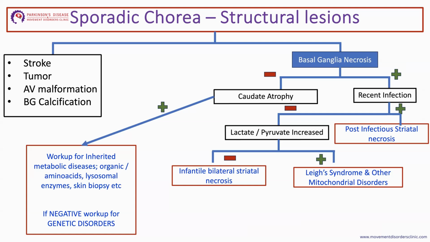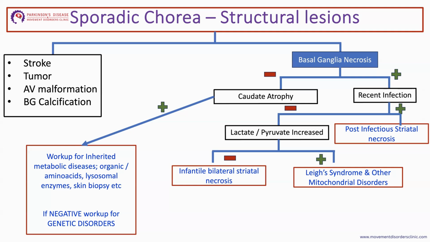we need to see whether this has occurred on a background of recent infection. If there is basal ganglia necrosis and there is a history of recent infection, then post-infectious striatal necrosis is the possible diagnosis. If there is no recent infection, but with basal ganglia necrosis, then you look at lactate and pyruvate levels. If they are increased, then you are looking into Leigh syndrome and other mitochondrial disorders. And if it is negative, you are looking into infantile bilateral striatal necrosis.